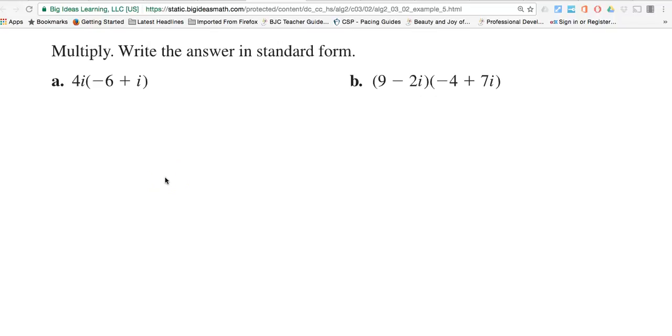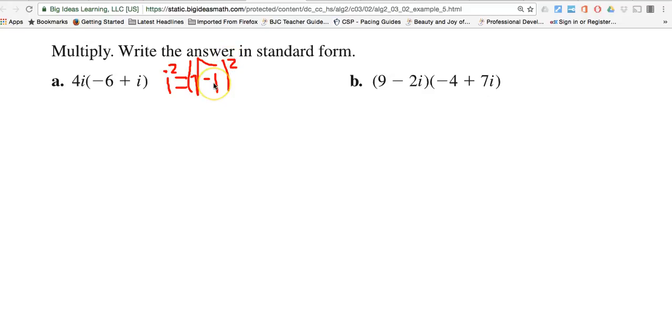Okay, so here we are looking at multiplying some terms that have imaginary components in them. Now, this part right here, you are going to end up with some terms that have i squared in them. Now remember, i is just equal to the square root of -1. That's our definition of i. When we square i, we are squaring the square root of -1.